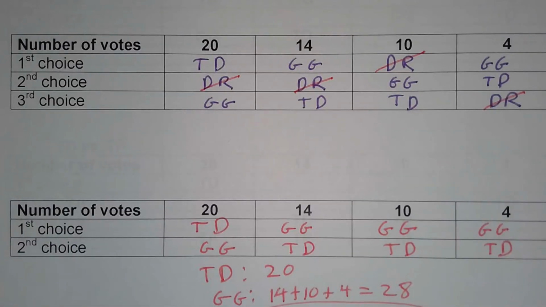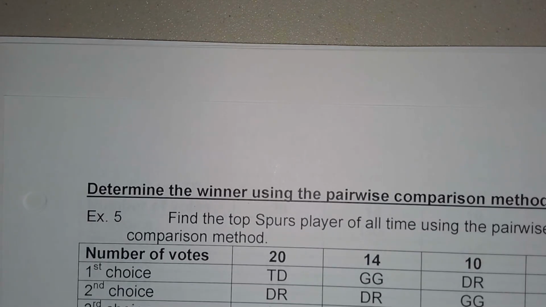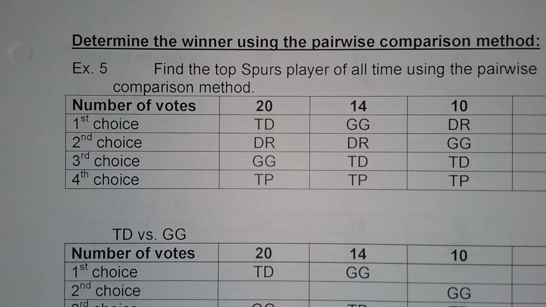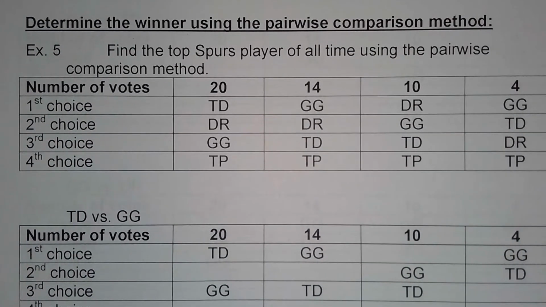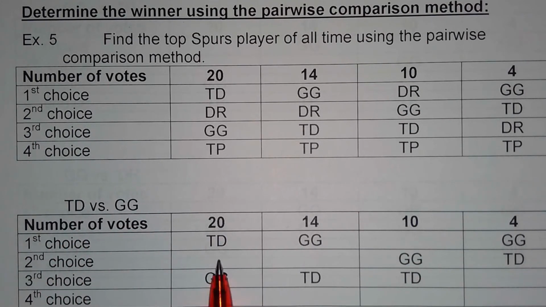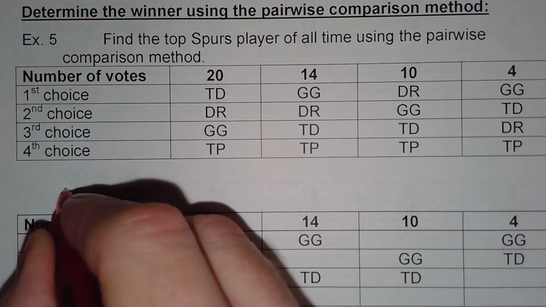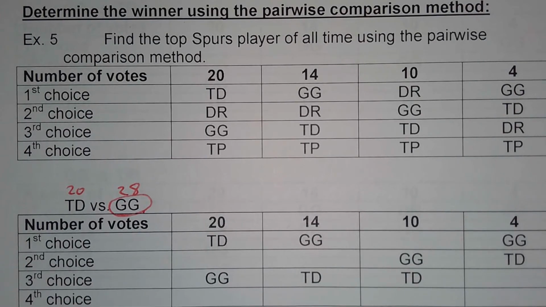So let's go to page 180 in our workbook and take a look at number 5. So we're going to find the top Spurs player of all time using the pairwise comparison method. First we're going to do Tim Duncan versus George Gervin. And I'm just going to see who's higher in rank. Well, here Tim Duncan's got 20 votes, but in the other spots, George Gervin has 28 votes. So we have 20 to 28. That means George Gervin is the winner. I'm just going to circle his name for now.